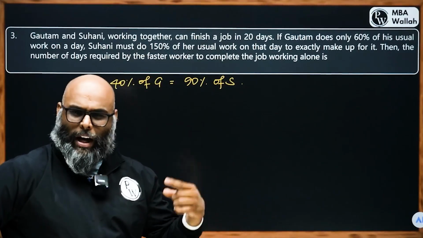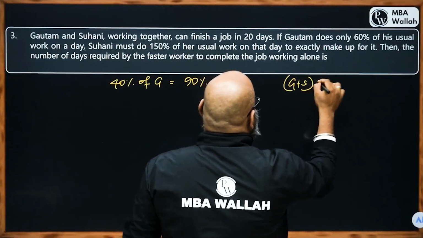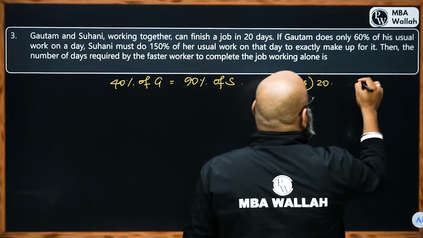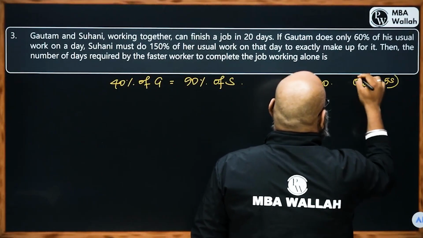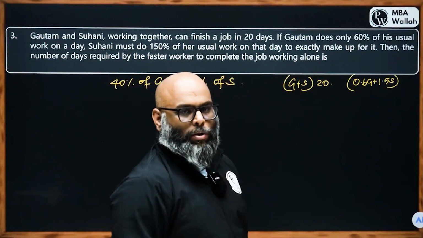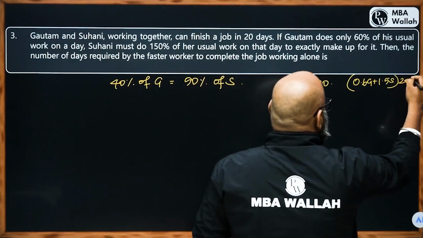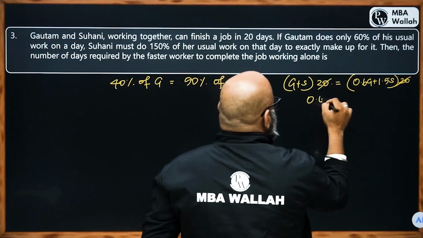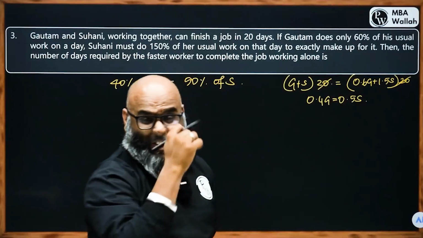If you are struggling to catch up with this, we would say G plus S is equal to 20. Now, this is the same as 0.6 G plus 1.5 S. 40% less of Gautam, 50% more of Suhani. They still finish the work in 20 days. You equate it, you will get 0.4 G is equal to 0.5 S. Solving for this, this is what you would get.